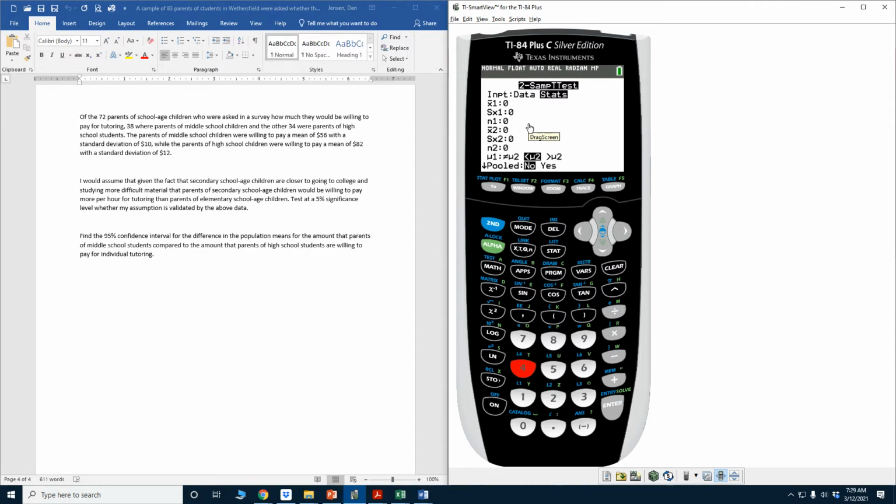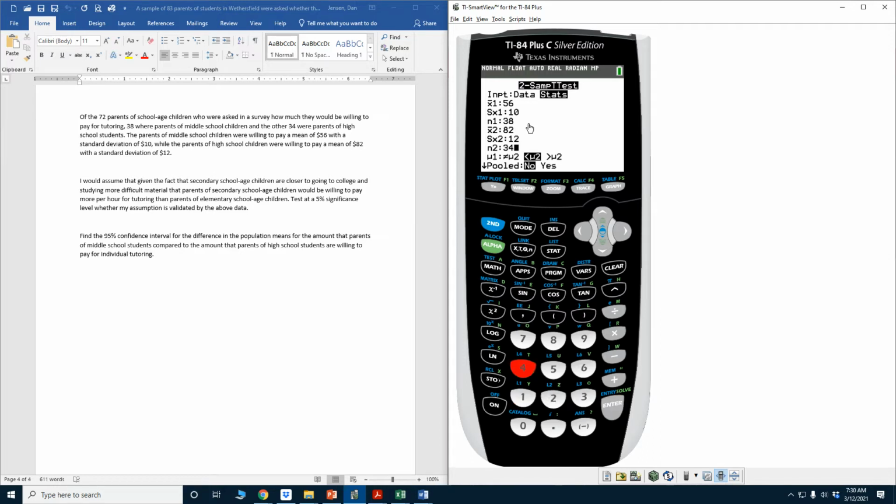Okay, so we have stats. We don't have actual data. We have our stats. We have x1. My group 1 is going to be the younger children, the middle school. So for x1, there were 38 parents surveyed. The mean was 56 with a standard deviation of 10, and there were 38 of them surveyed. For the parents of high school children, the mean was 82, the standard deviation was 12, and there were 34 of those parents surveyed.